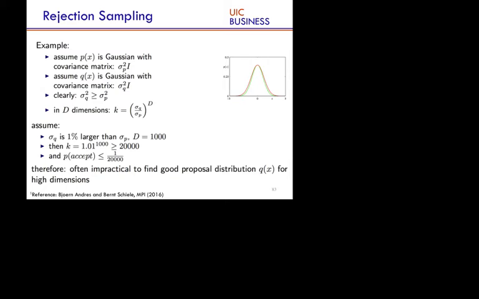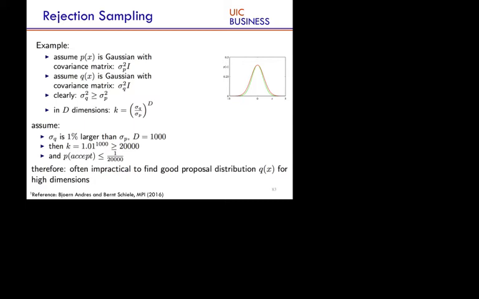In d dimensions, you will see that k is actually equal to sigma q divided by sigma p to the power d, which is a value which increases very sharply with d. In the sense, 1 by k decreases very sharply with d. So k is like 20,000 for d is 1,000, and then you can see the probability of acceptance is almost 0. So if you try to sample this way, then you'll not actually get any samples.